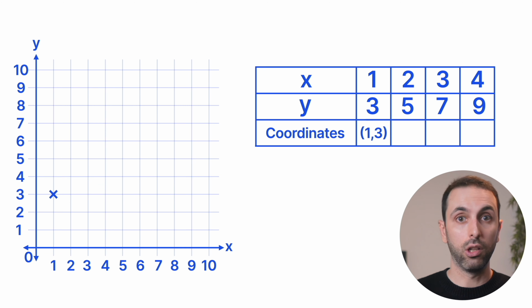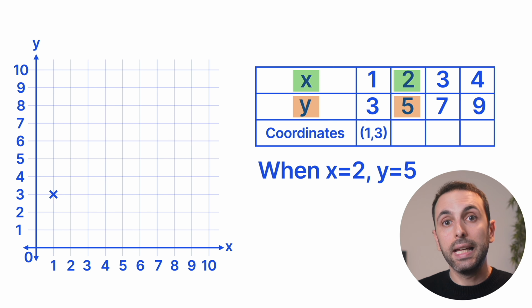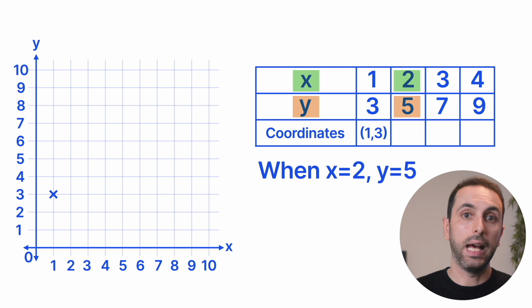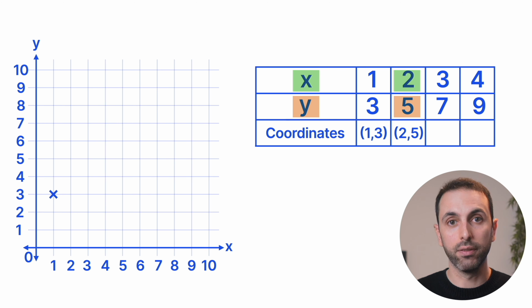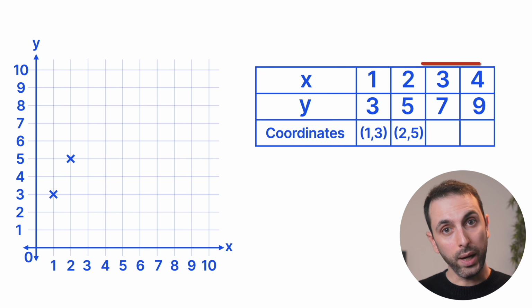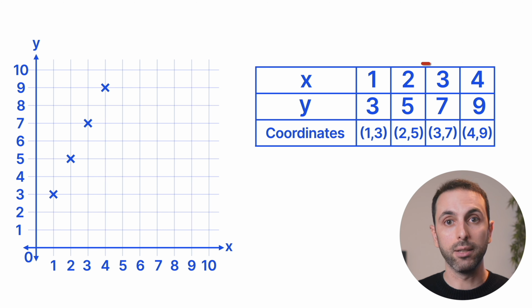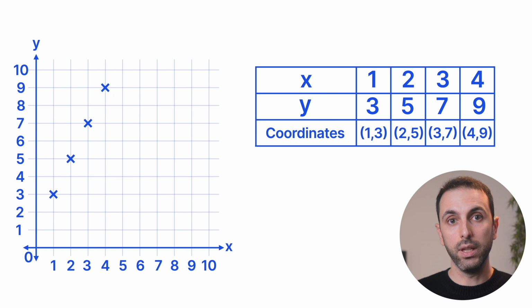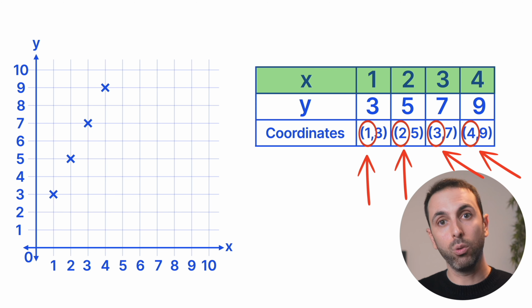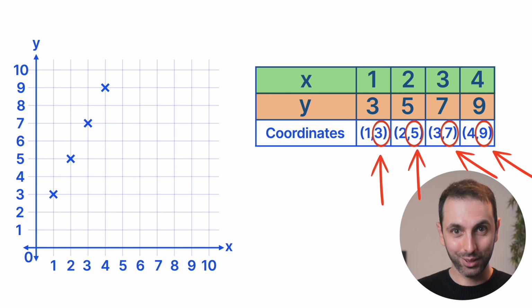So in a similar manner, looking at these highlighted parts, the table is also saying that when X equals 2, Y equals 5. Again, these numbers will be paired together, and that coordinate will be 2, 5, which I'm going to plot on the axis. Moving along to the right, the coordinates for those respective columns are 3, 7 and 4, 9. You may notice that the top row values represent the X part of every respective coordinate, whereas the bottom row represents the Y part of the respective coordinates.